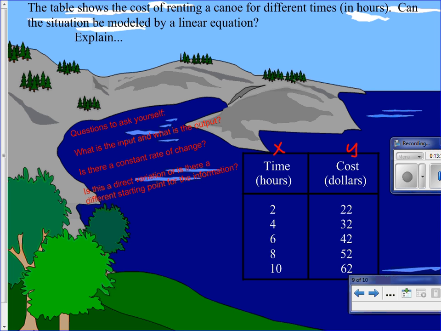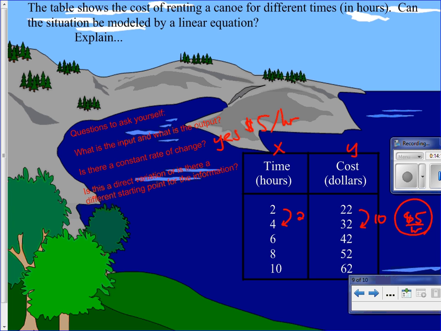So, my change in y is $10, and my change in x is 2. That means a rate of change of $5 per hour. Let's see if that works. Is there always a change of 10 and a change of 2 hours? Yes, there is. So everything jumped by 2 here and everything jumped by 10 here. That is a constant rate of change. So yes, there's a rate of change, and it is $5 per hour. I should always use my labels. It's $5 per hour. Is this a direct variation?